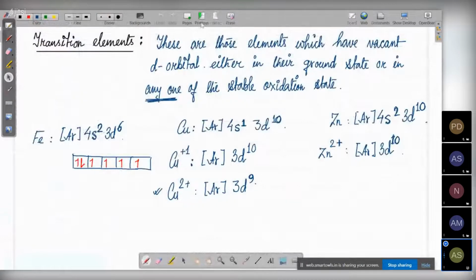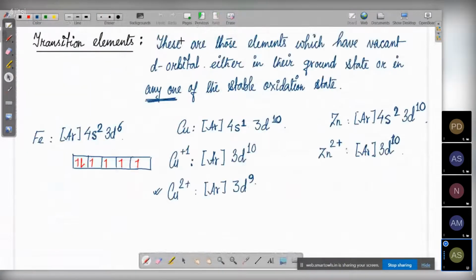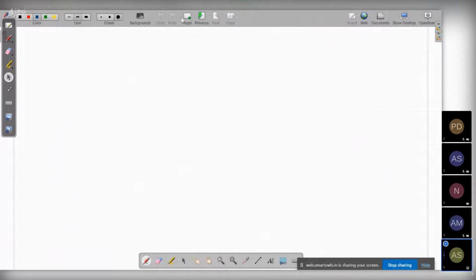So this is about the d block elements and the transition elements. The d block elements are the ones known as the transition elements. Now let's see the f block elements.